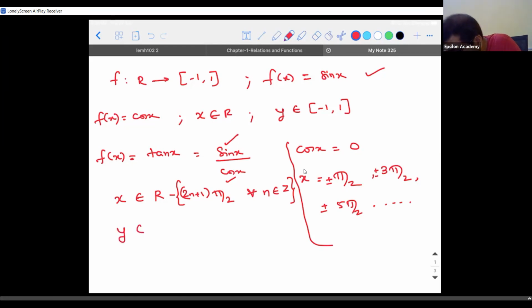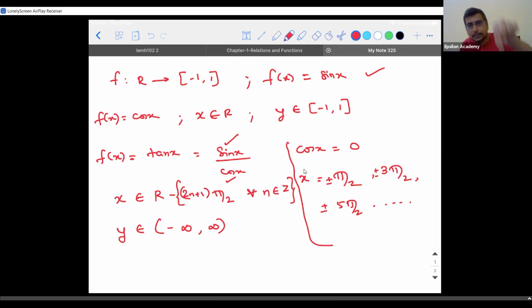And y belongs to minus infinity to infinity. Infinity to minus infinity can generate any real number. It means in the domain set of tan, it can generate any value between minus infinity to infinity continuously. There is no break.